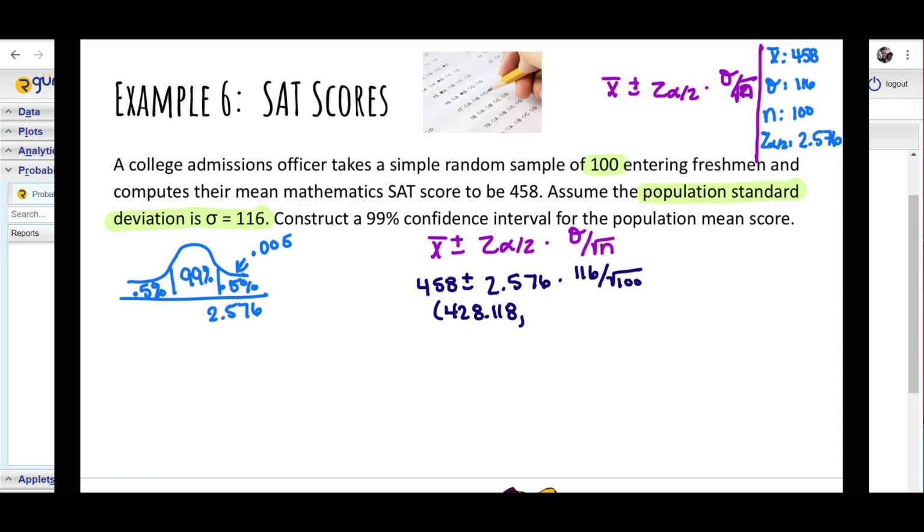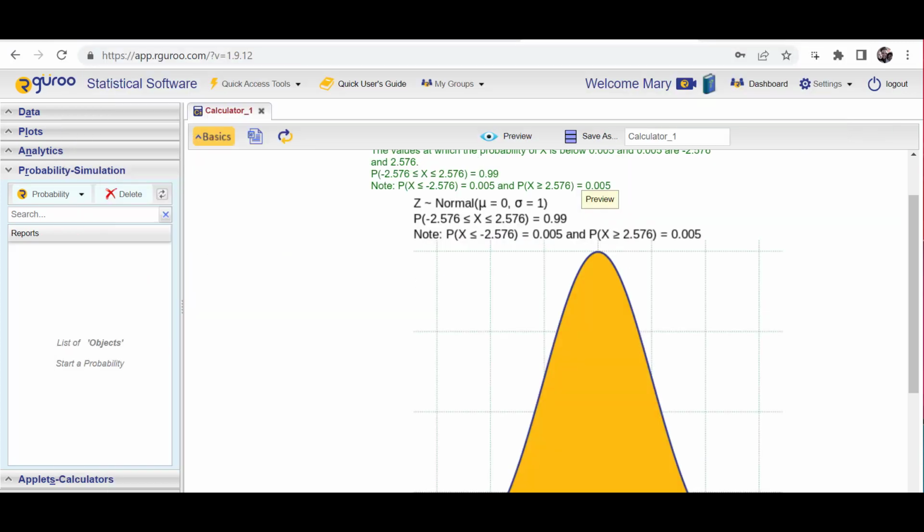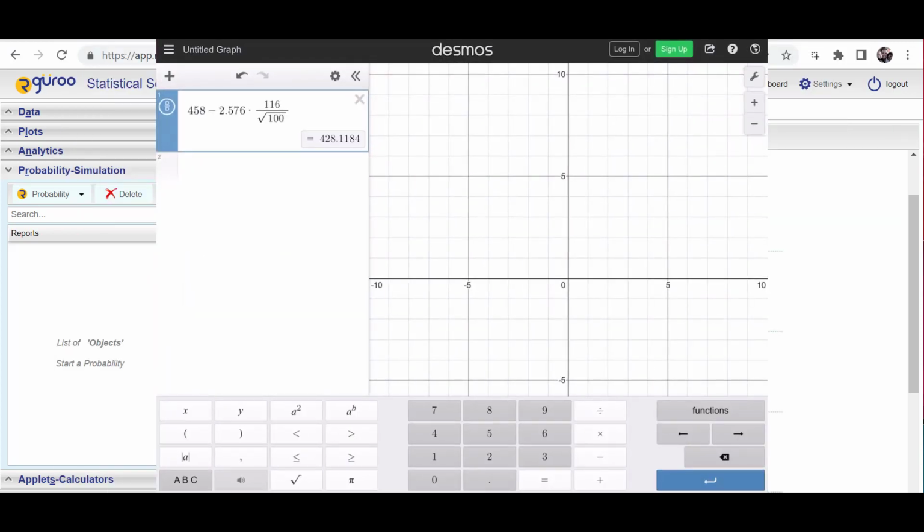And we're going to do this again with a plus sign. So I'm just going to go here. I'm going to click on the minus sign. I mean, you can retype it if you want, but I just like to change to a plus sign. We get 487.8816, which is 487.882.